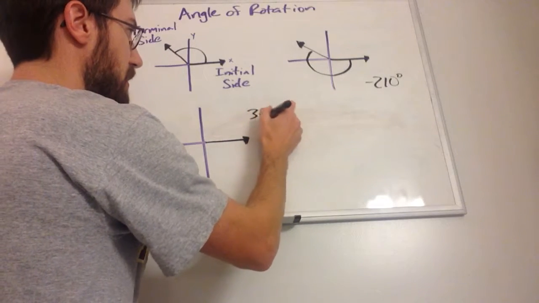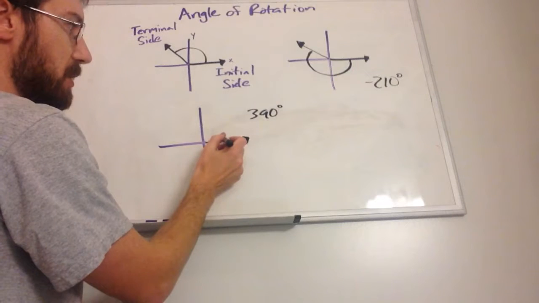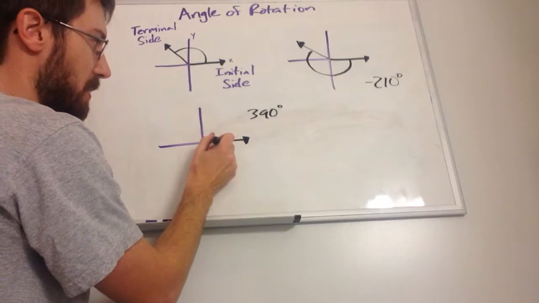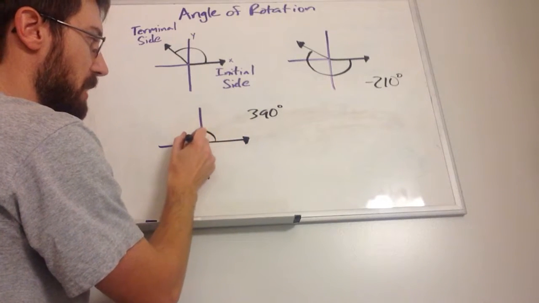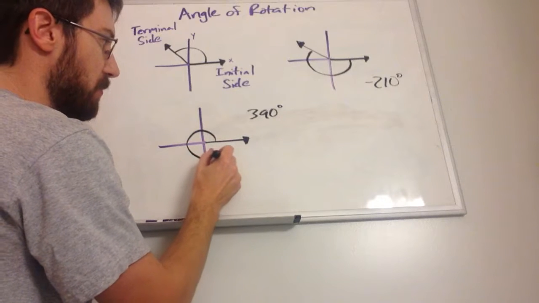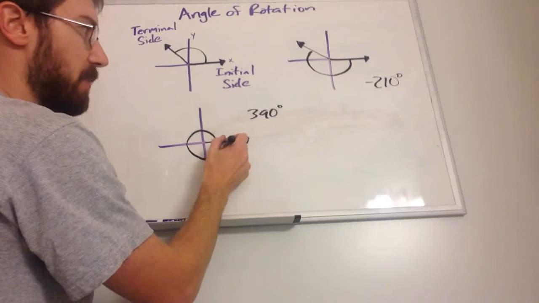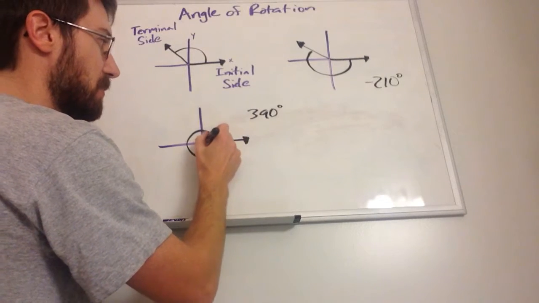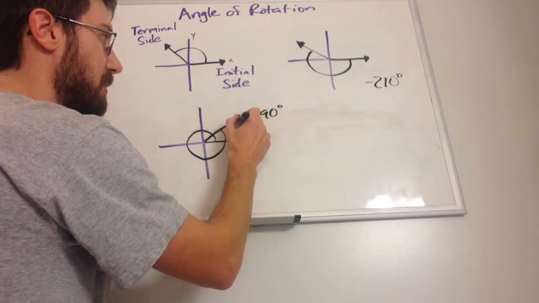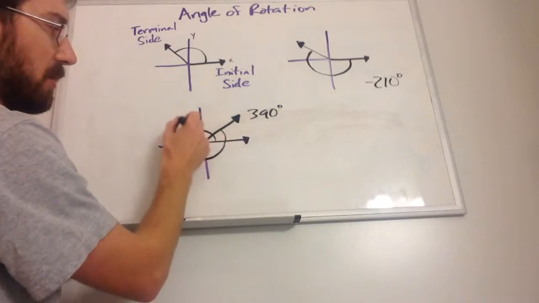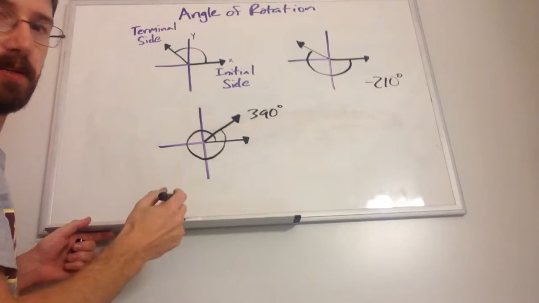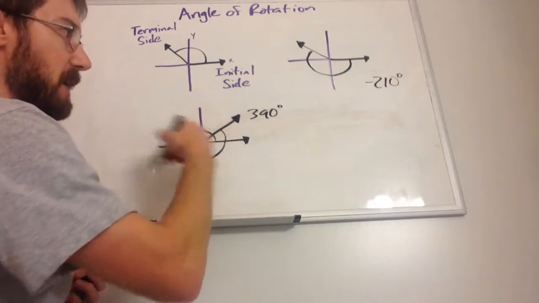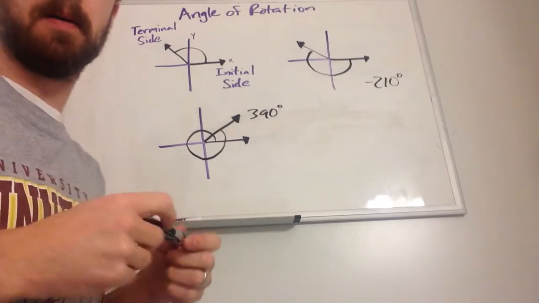So 390 degrees. My initial side is here where I'm starting. I'm going 90, 180, 270, 360, and now I've got 30 more degrees to get to 390, so I'm going to go past, and it sort of makes this curl where it goes all the way around plus a little bit extra. And it could go around several times depending on how big that angle is.